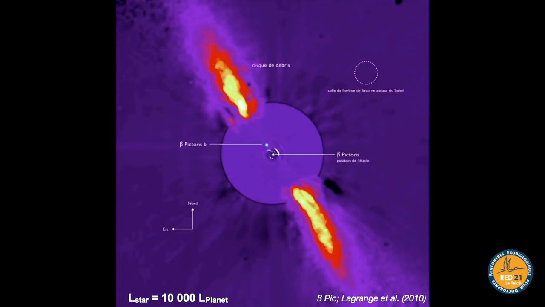And then what you have in the middle is a coronagraphic image of the star with the planet around it, the small dot that you see, which is beta Pictoris b, which is a super Jupiter. And here, for example, the luminosity of the planet is only about 10 to the minus 4 compared to the luminosity of the star. And that's why, with the current coronagraph, we could image this planet.